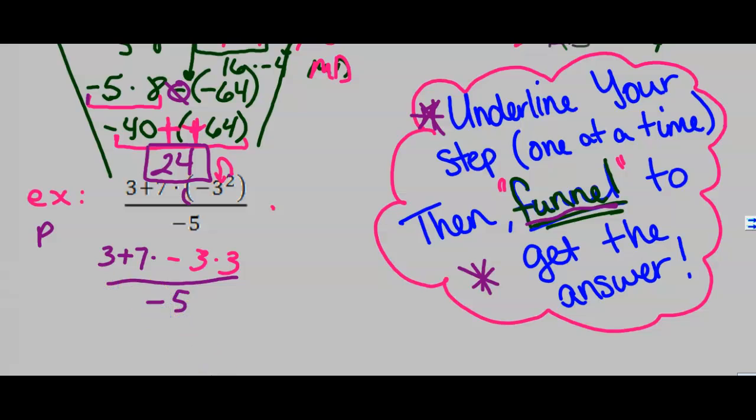And multiply them. So negative 3 times 3, they're still inside the parentheses, is going to give us negative 9. So this is the same thing as saying negative 9. That's the one we did, so underline it. There it is. Now let's do that next step.